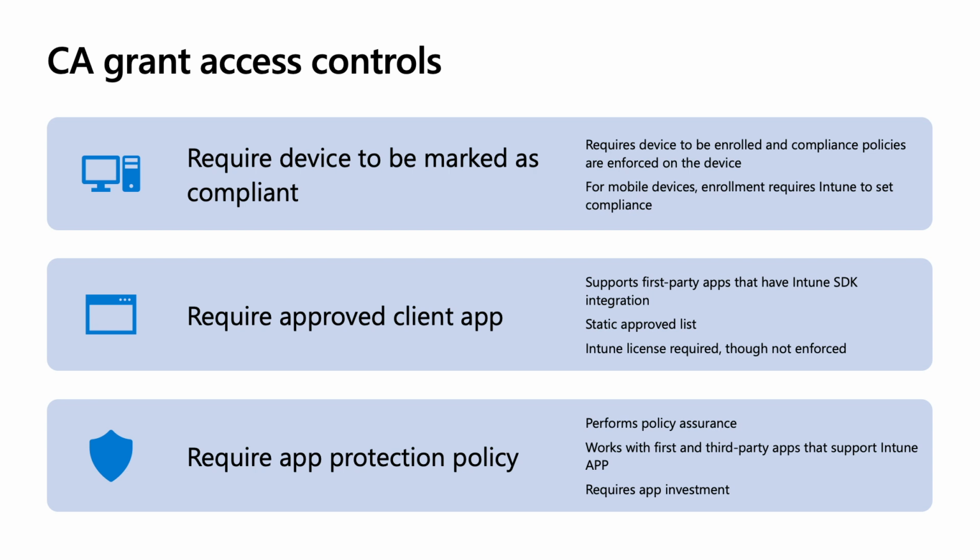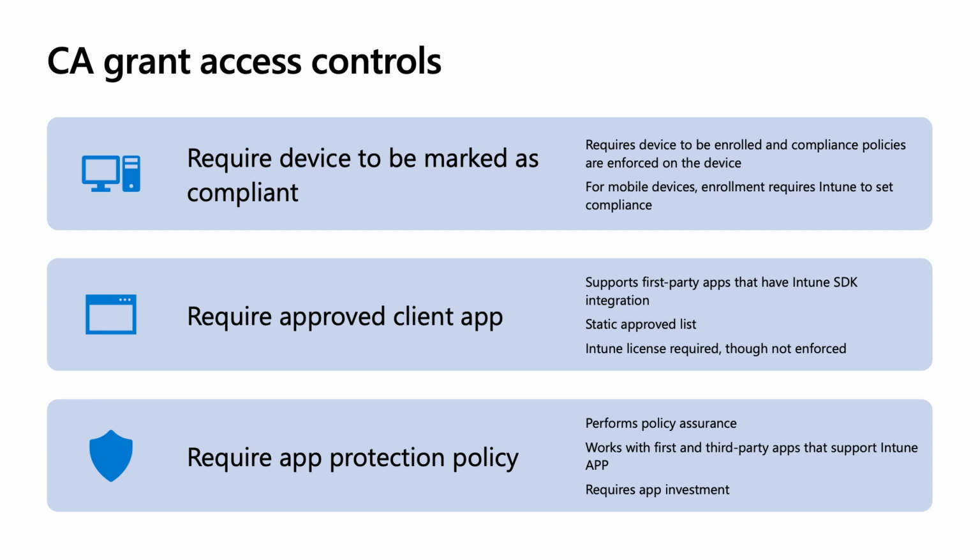And then finally, we have the require app protection policy grant access control. This grant access control is ultimately designed to replace require approved client app. It addresses the deficiencies that exist in require approved client app. It works with first-party apps, third-party apps, and even line of business apps that have done the necessary investment, that have integrated an authentication library, integrated the Intune SDK, and made targeted code changes within the apps to support the require app protection policy grant access control.